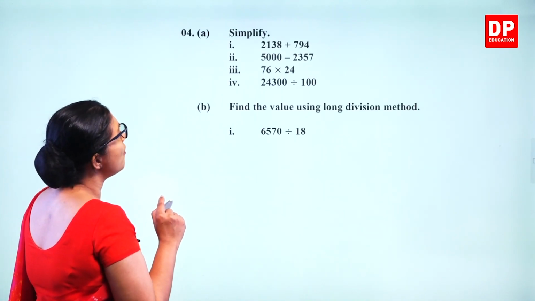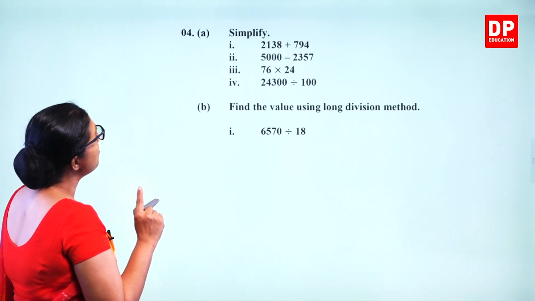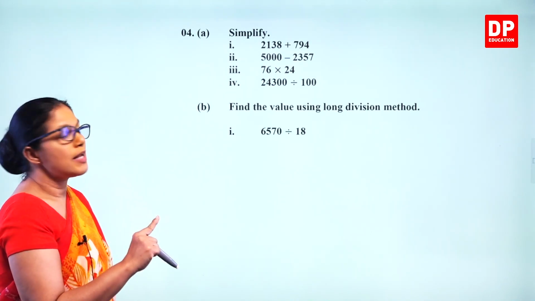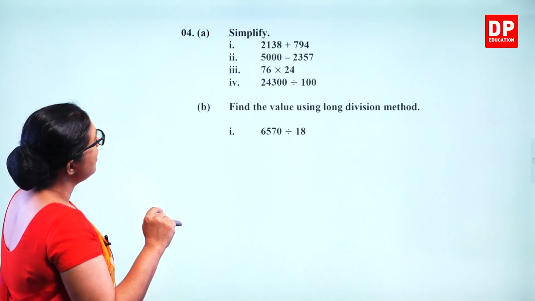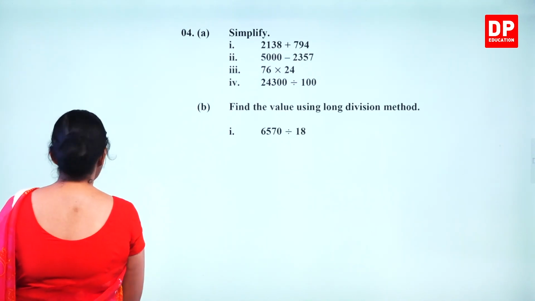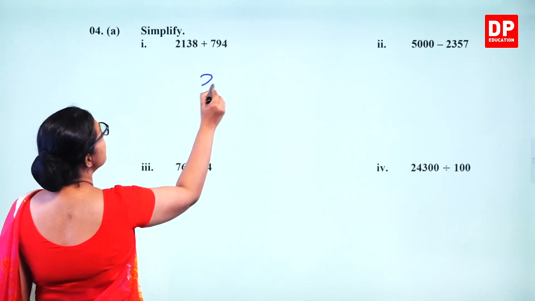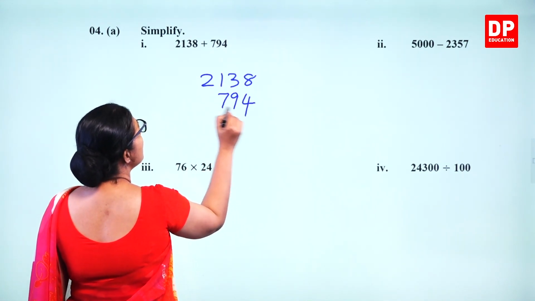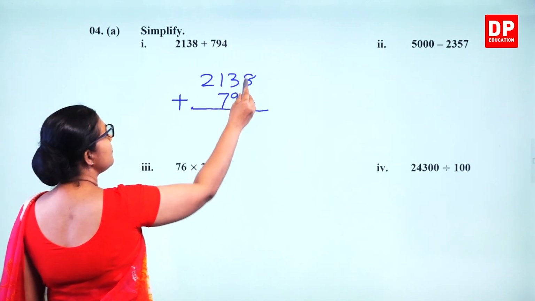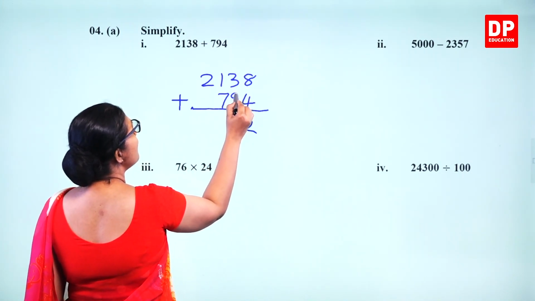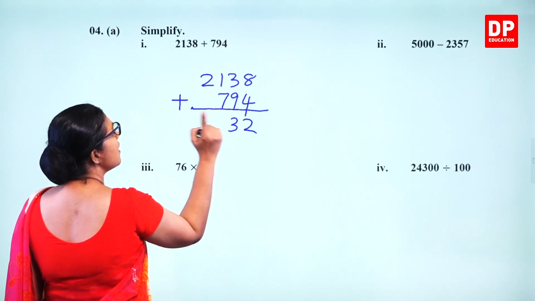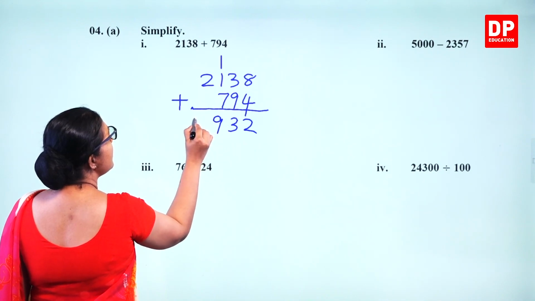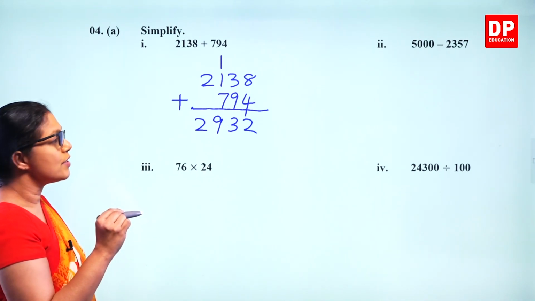Question number 4. Simplify. First you have to add, then subtract, multiply and divide. Then you have to divide by 18. So let's add. You have to add separately. Make sure that you write in a column. 8 plus 4, 12, 1 remaining. 10 plus 3, 13, 1 remaining. 7 plus 1, 8 plus 1, 9, 2. 2,932.